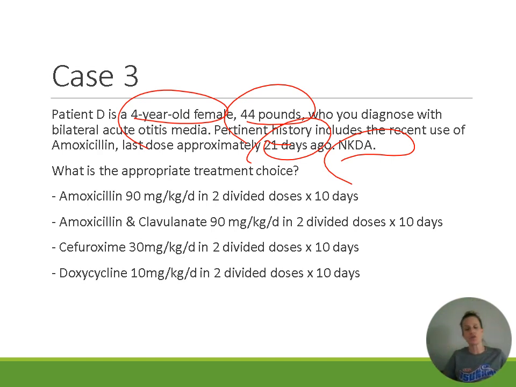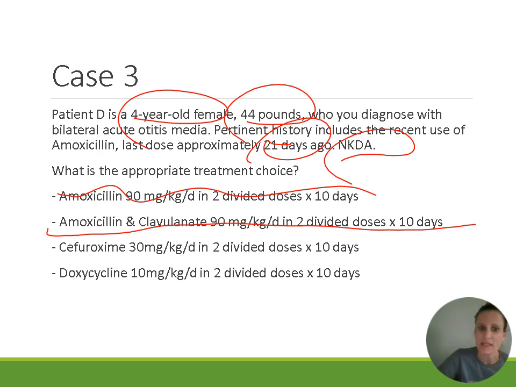Because again, if the patient was on amoxicillin recently, it's possible that the bacteria have developed penicillinase producing. So they might be resistant to that amoxicillin. So if we give them the clavulanate as well, that takes care of most of that resistance, or it should. So in this patient, the appropriate treatment choice is instead of giving the amoxicillin, we're going to give the Augmentin. We're going to give the amoxicillin and clavulanate. Cefuroxime is a cephalosporin that would be an okay choice for this patient.